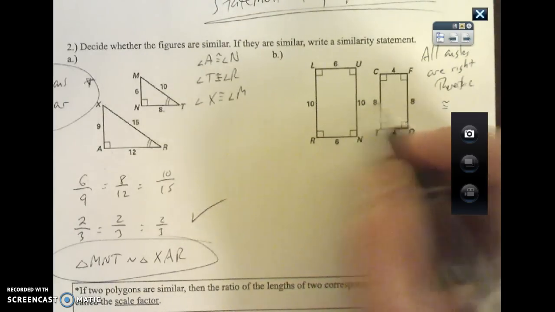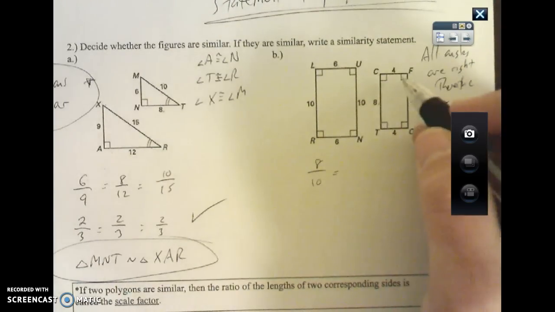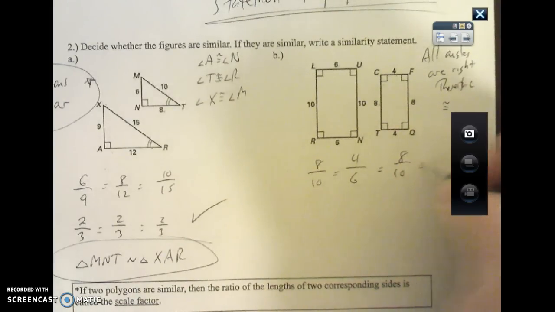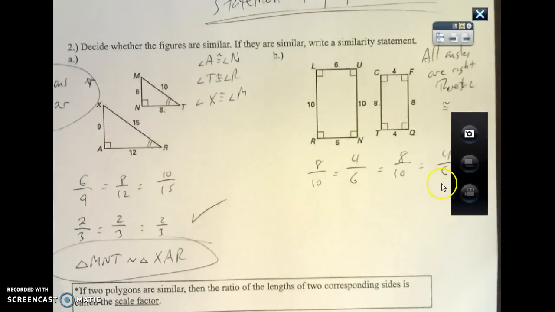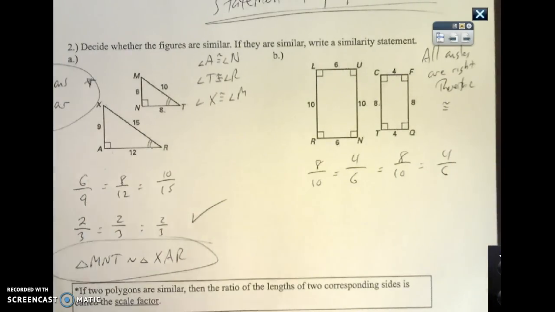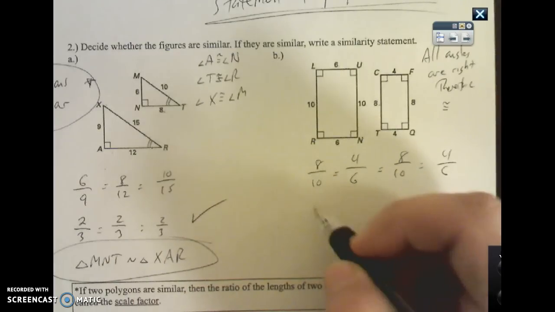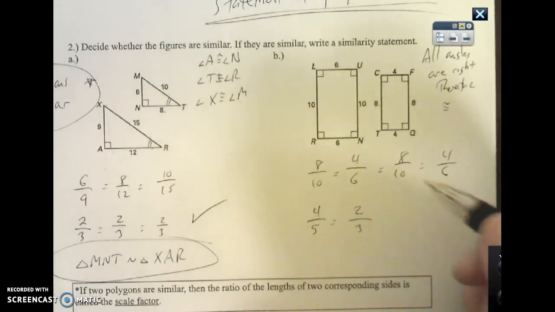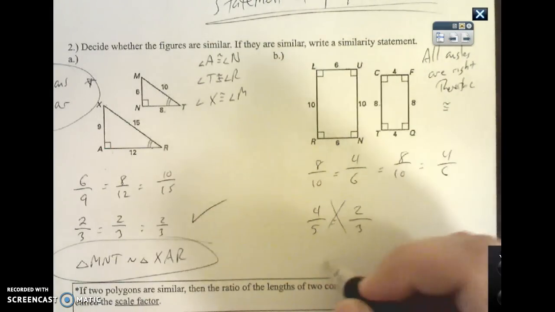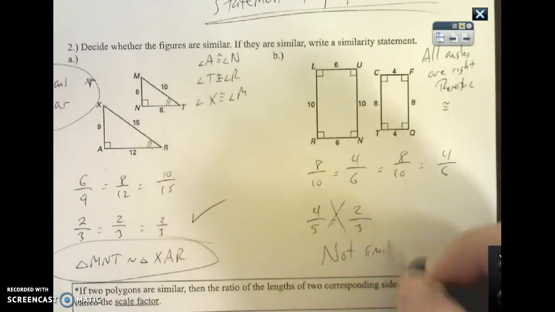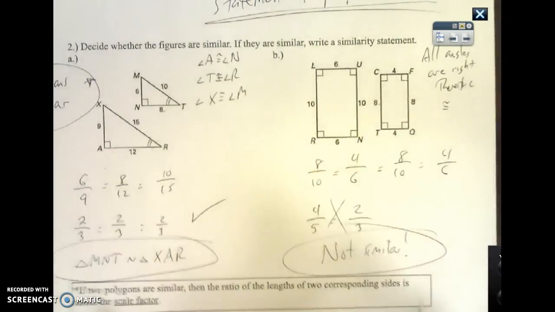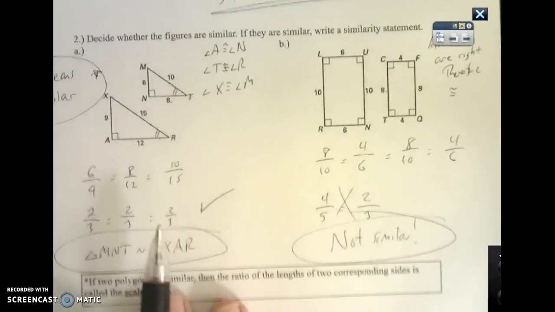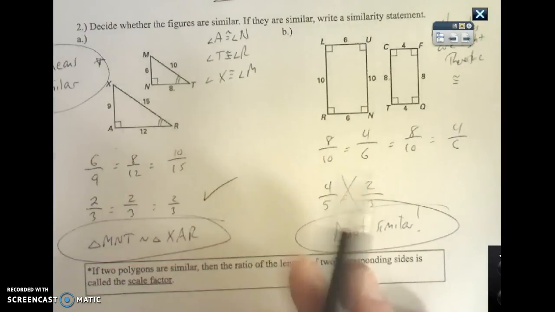We can just do, let's do small to big again. 8 over 10 equals 4 over 6. If you really want to put 8 over 10 again and 4 over 6 again, knock yourself out. I don't have to because, again, it's going to be the same ratio. 8 over 10 I can reduce down by 2. I get 4 over 5. 4 over 6 I can reduce down to 2 over 3. Are those the same fraction? No, not similar. Okay, so here's an example of both. One where it works, one where it does not work. And it's all just reducing down fractions.